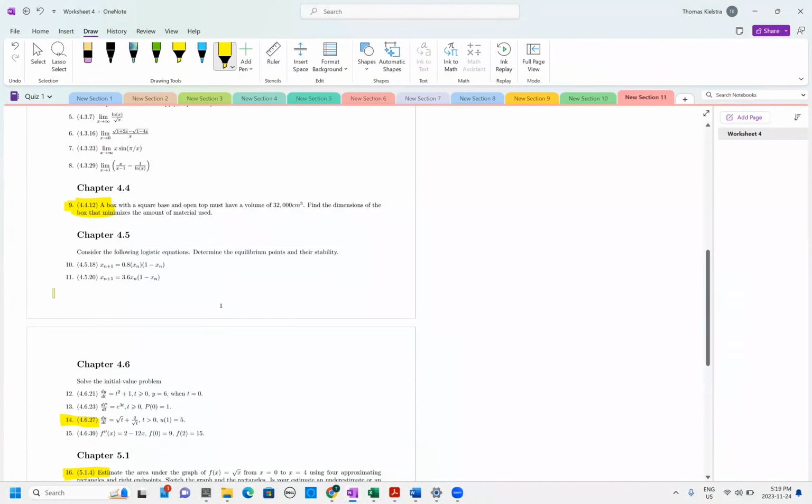Going to start with question 9. So question 9 is a maximization slash minimization question. And in this question, it says a box with a square base and an open top must have a certain volume. Find the dimensions of the box that minimizes the amount of material. So for these questions, the best idea is typically to start off with a picture.